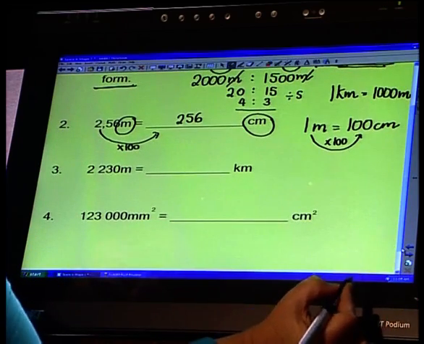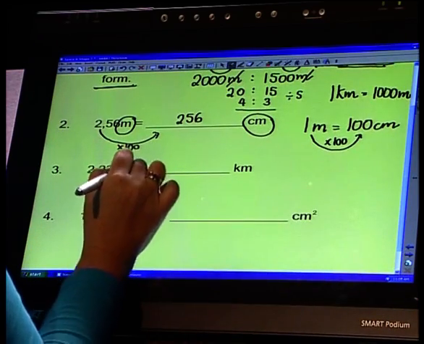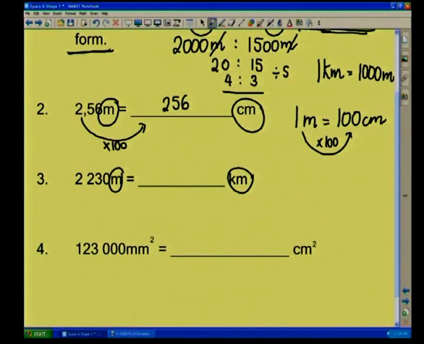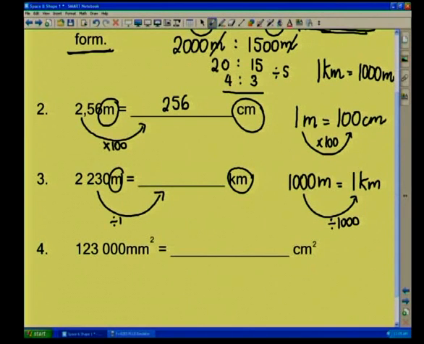The next example, we're now converting from meters to kilometers. Let me write down the information that I know. That's 1,000 meters is equal to 1 kilometer. So I'm actually dividing by 1,000. So I need to take this and I'm going to divide by 1,000.